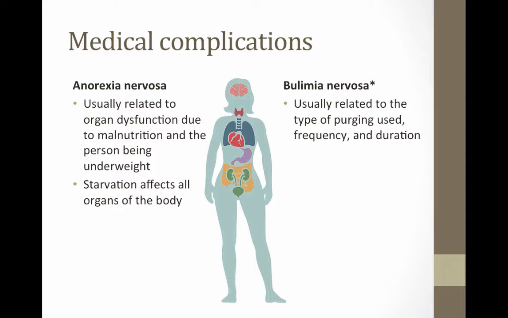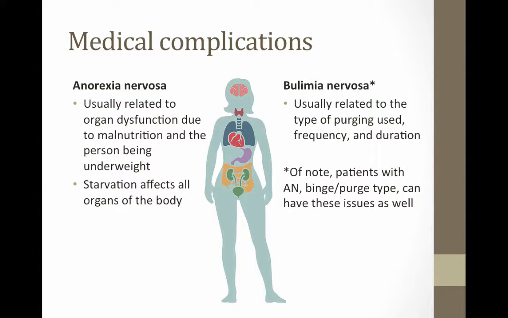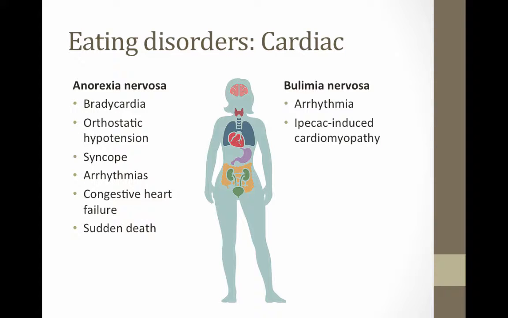With bulimia, the specific complications are typically related to the form and frequency of purging. It's also important to recognize that for those with anorexia who also binge and purge, they may suffer from complications seen in both of these illnesses. The most deadly of these are often the cardiac complications. In anorexia, a third of the deaths are the result of cardiac issues.